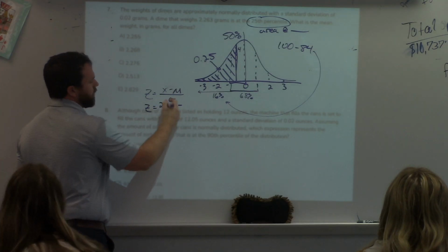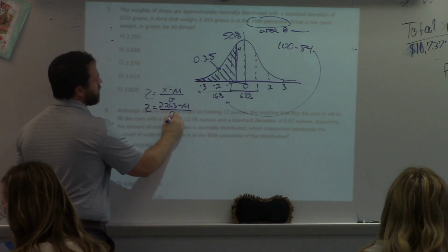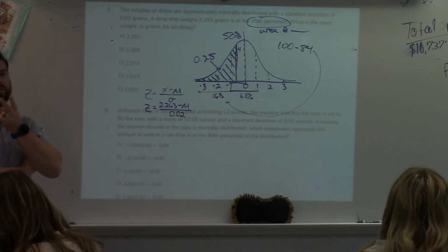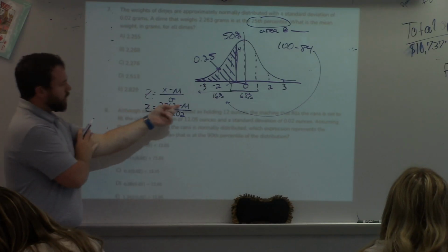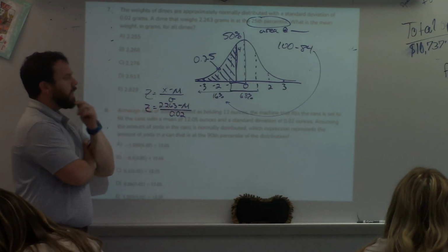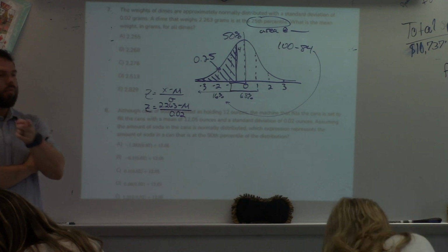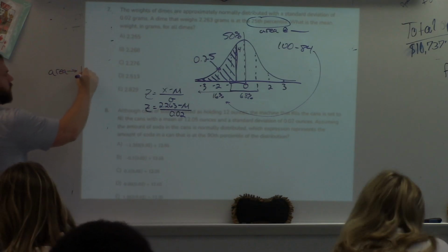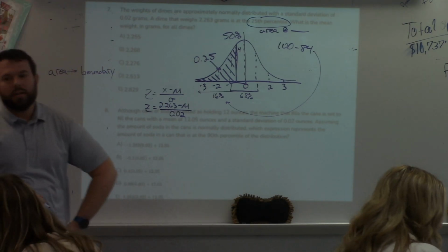Do I know what mu is? No. Do I know what sigma is? Yes. Notice, how many unknowns do I have? 2. I have 2 unknowns, so I can't figure it out yet, but the mu is what I'm trying to get to, so I need this z. How do I get that z? The calculator. Remember, what allows me to go from the area to a boundary? The inverse norm, right? So go to inverse normal.